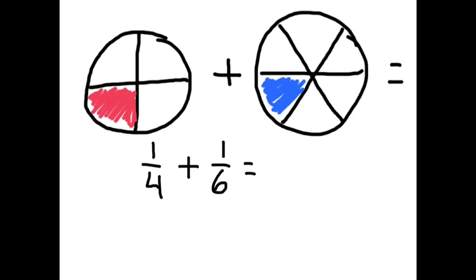So this is where least common multiple comes in. We think about what numbers are multiples of 4: 4, 8, 12, and so on. Then we look at multiples of 6. Those are 6, 12, 18, and so on. Well, we can see that our common multiple is 12. So we want to change both of these fractions to having denominators of 12.